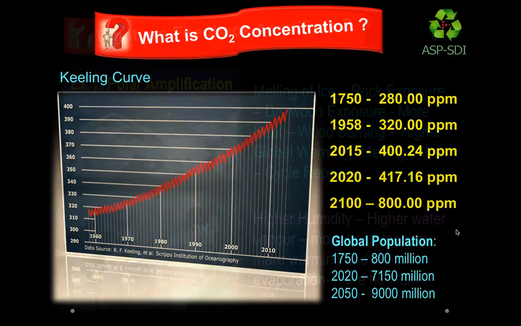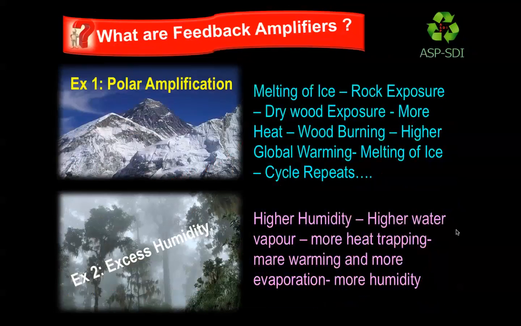Now, what exactly are the feedback amplifiers? These are some of the very important definitions which come into the picture. Now, feedback amplifiers, let me explain with two examples. The first is polar amplification. These feedback amplifiers are those incidents or events which actually amplify the global warming.